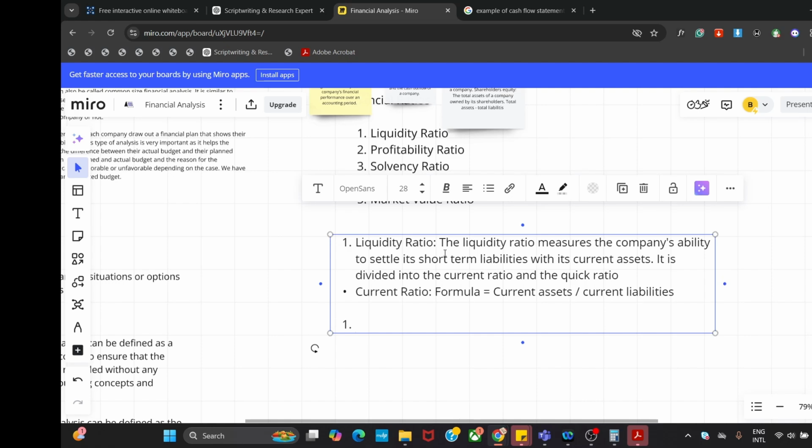When we talk about the acid test ratio, the acid test ratio is also called the quick ratio. So this is similar to the current ratio, but the only difference is that it subtracts the inventory from the current assets, and then divides it by the current liabilities.